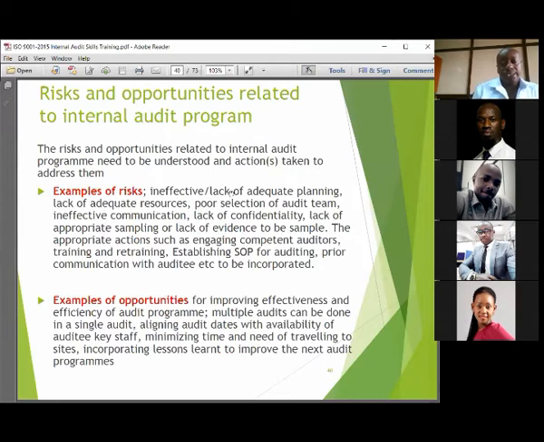I mentioned that this approach should also come up in the internal audit program. And I've mentioned some of these things, what you need to look at. So I'll be a bit fast here, I will not read everything. The risks and opportunities related to the internal audit program need to be understood and actions taken to address them. Examples are ineffective or inadequate resources, poor selection of the audit team, ineffective communication, lack of confidentiality, lack of appropriate sampling, or lack of evidence to be sampled.